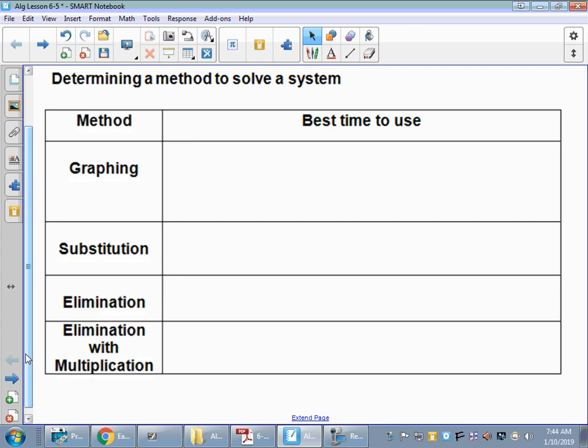So when you're graphing, probably the best time to use it is if the equations are in y equals mx plus b form, because it's easier to graph that way. If they're in standard form, you're probably going to use a different strategy rather than turn it into y equals mx plus b form to graph it, because graphing is not the most fun.